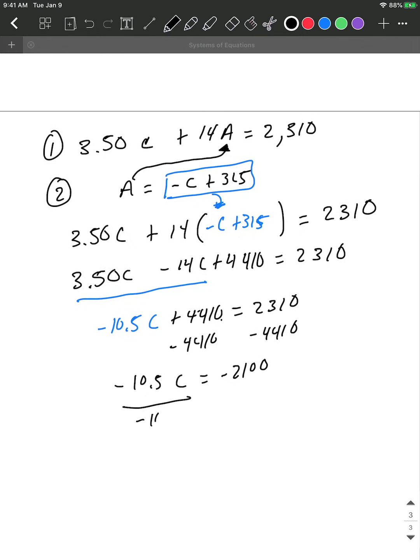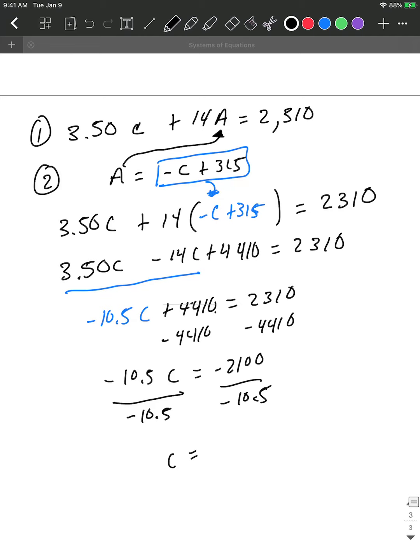We'll go ahead and divide by negative 10.5 on both sides. We'll know that our final product will come out to be positive. So we see that C is equal to 200. That means that there were essentially 200 tickets sold for children.